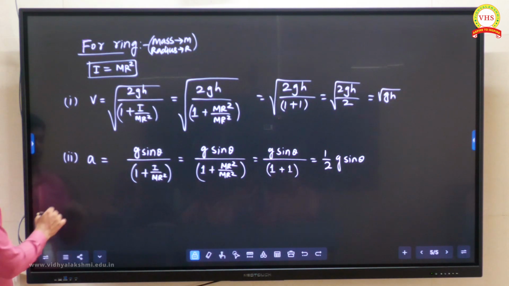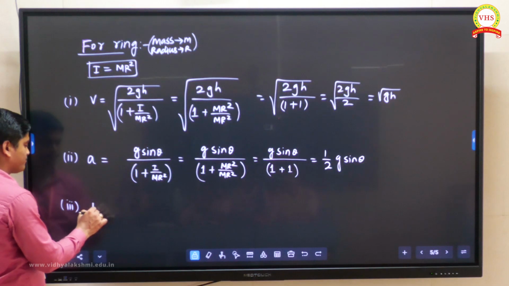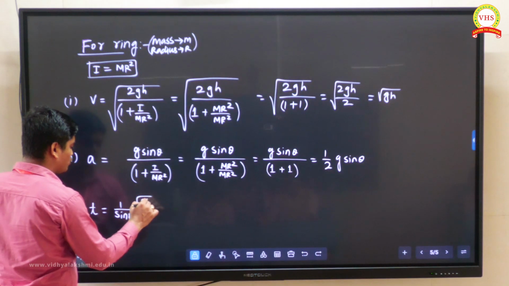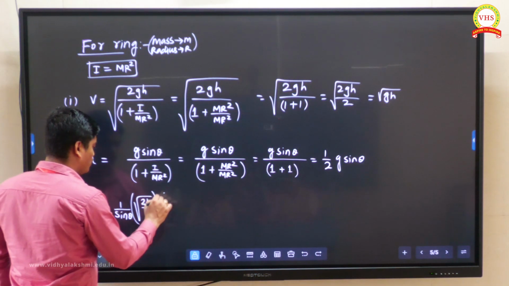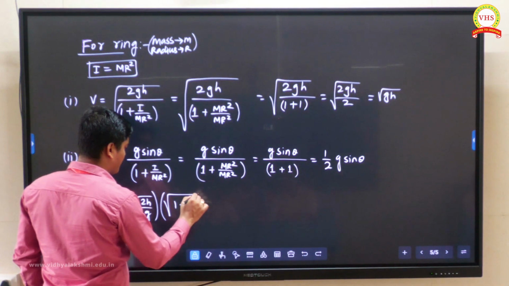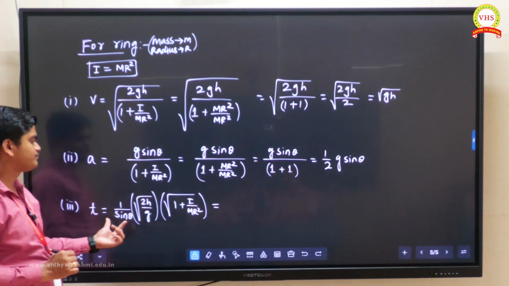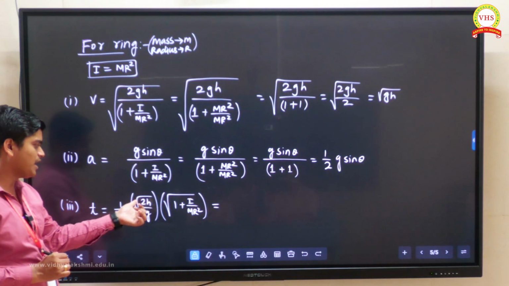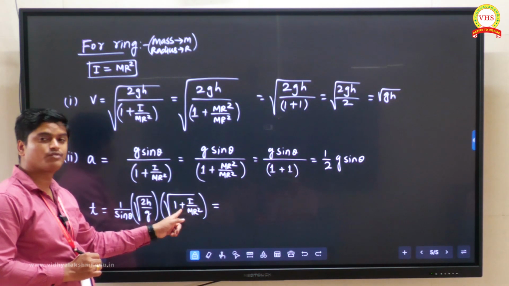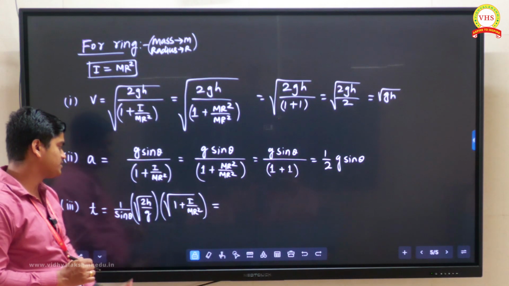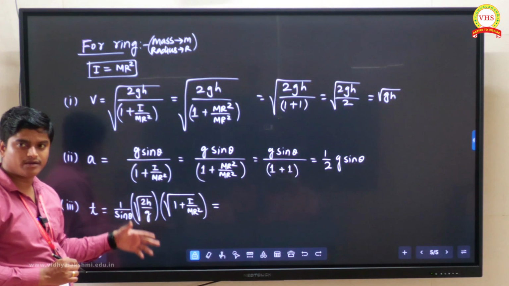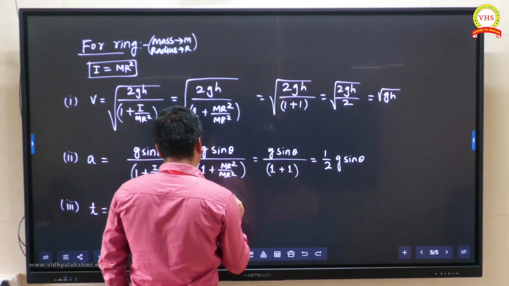Now next, you want to find time. So time equal to what? 1 by sin theta root under 2h by g, right? Into root under 1 plus I by mr square. Now what I can get here? 1 by sin theta root under 2h by g, this I equal to mr square. mr square gets cancelled. So 1 plus 1 what? 2. So it is coming basically root 2, right? Yes or no? The root 2 and this root 2. Here one root 2 is there. It can become 2, or you can write like this.